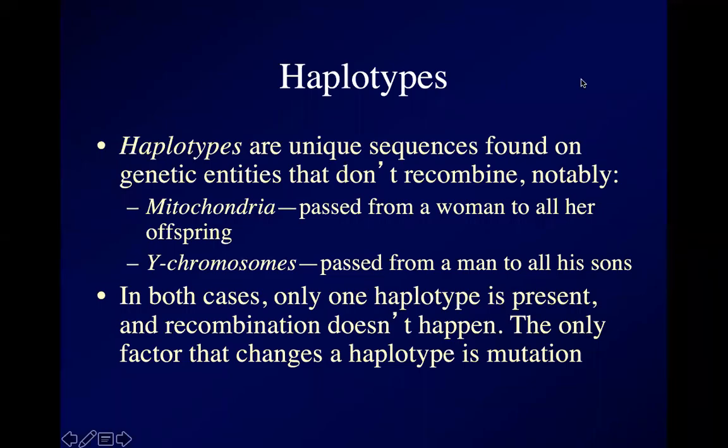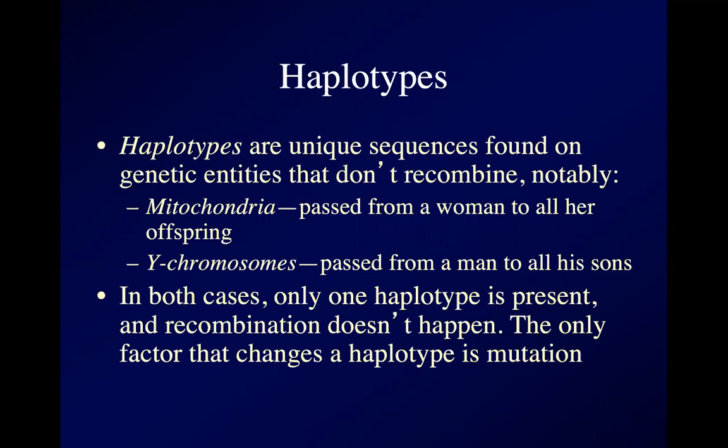Here we go. Okay, so we were talking about haplotypes, and these are unique sequences that normally exist in only one copy per person, unlike the vast majority of your genes, which exist in two copies per person because you've got two of each chromosome. You're diploid.